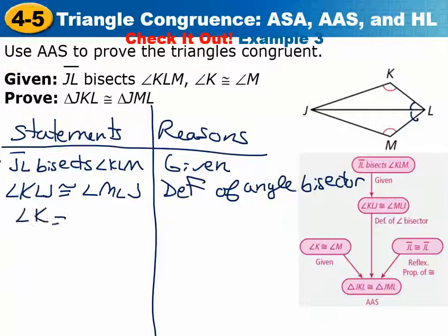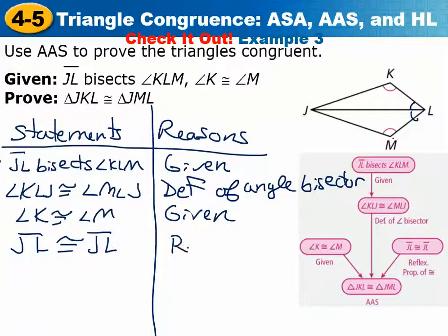Angle K is congruent to angle M. Those are already marked on here. That's given. Okay, let's use the reflexive property. There's a shared side. If there's a shared side, pretty good bet that you're going to use the reflexive property. And in this case, we'll say side JL is congruent to side JL by the reflexive property. They share a side.